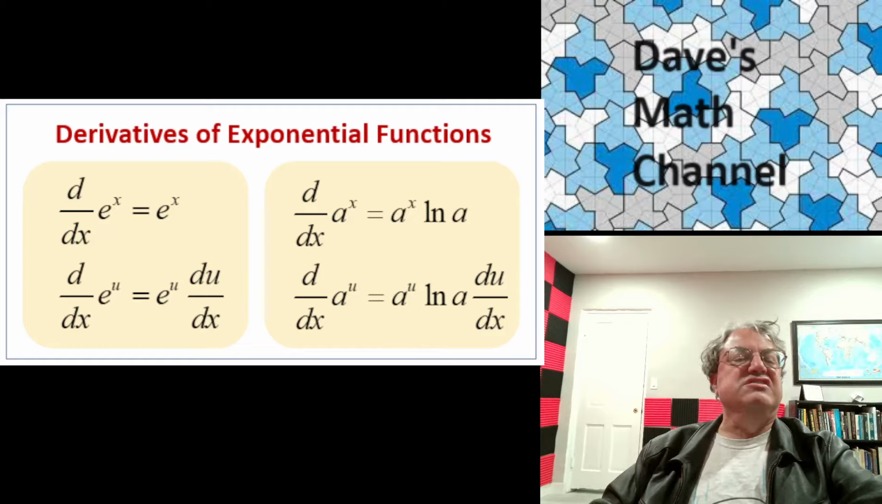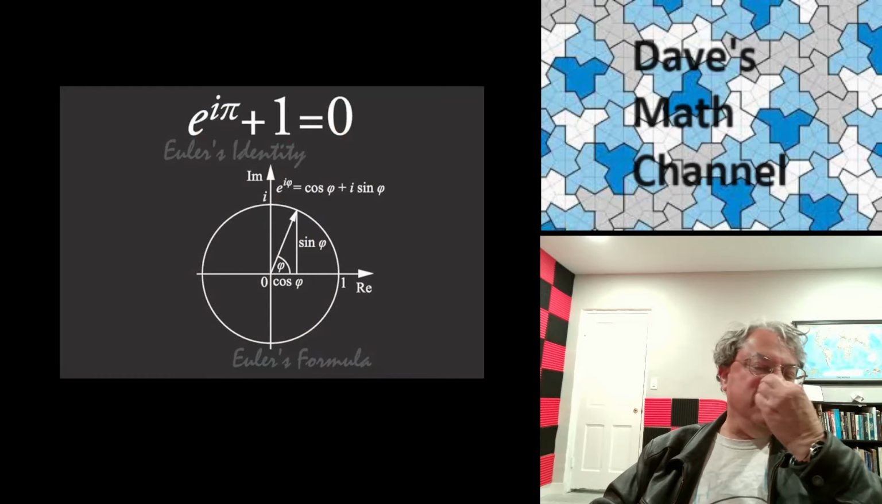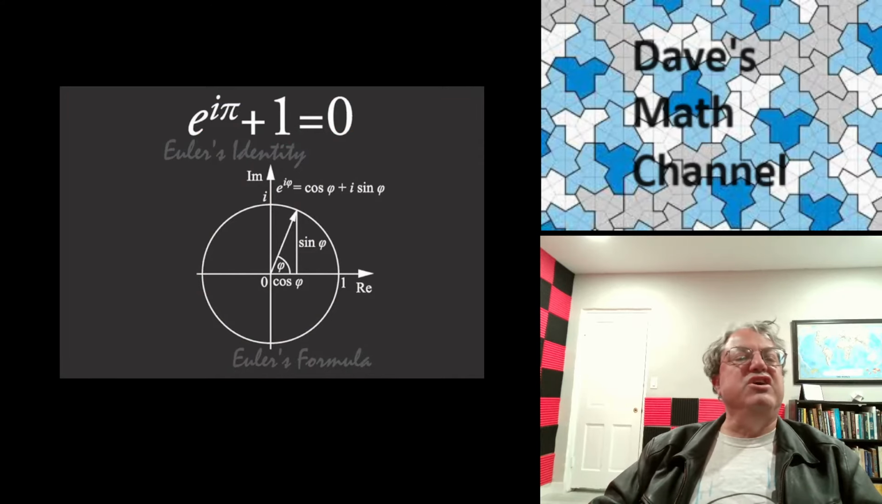But as you can see, it's especially nice for e to the x if you choose the base e. That's why e is an important number. And e has, this is probably the most amazing.